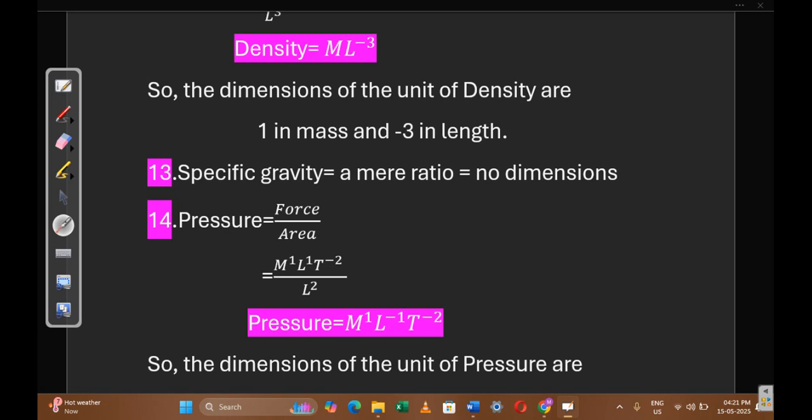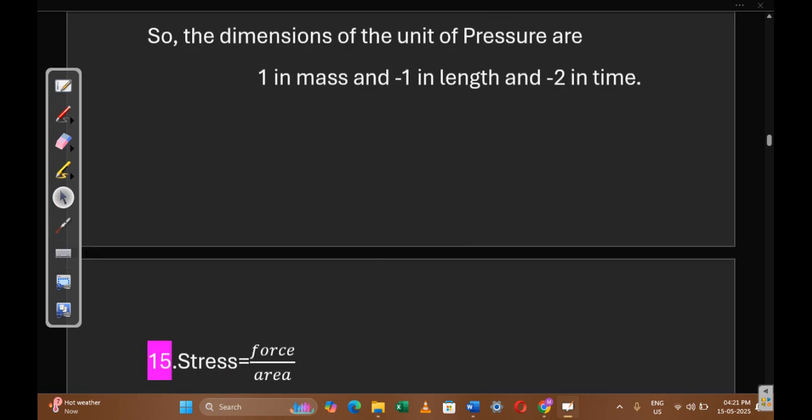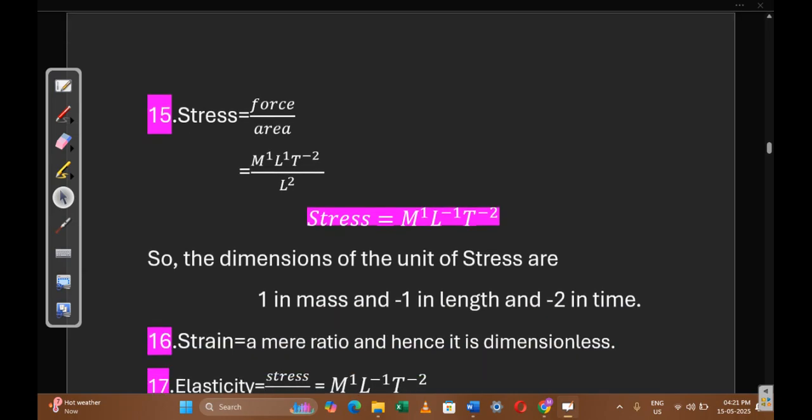Stress. Stress is nothing but force by area. So its dimension formula is M L inverse T power minus 2. Next one is strain. Strain is the ratio of lengths. So it is a dimensionless quantity. It doesn't have any units, that means it doesn't have any dimensions.